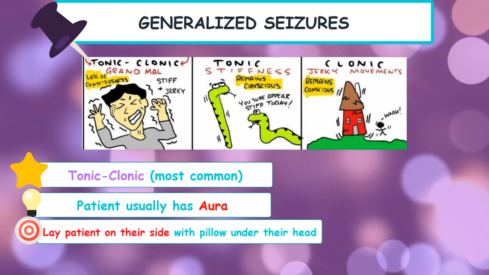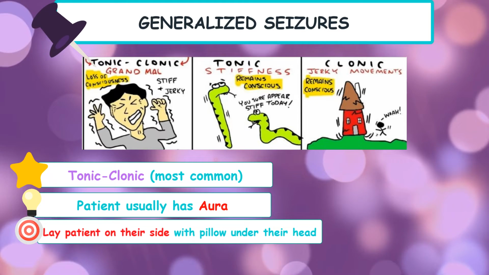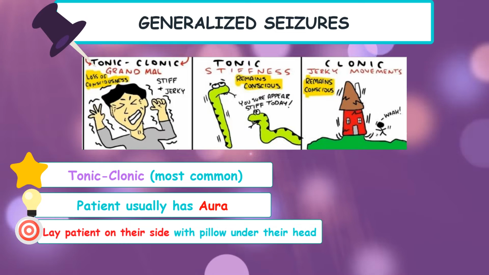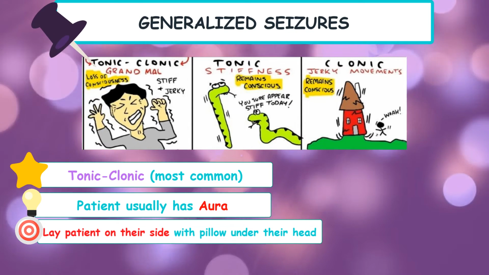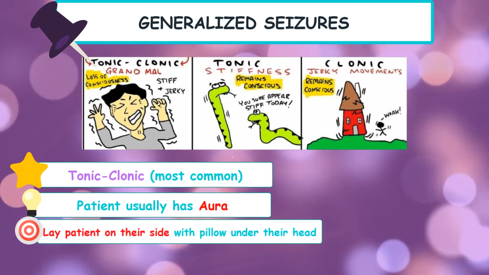Also, this position prevents the tongue from blocking the patient's airway during the seizure. During the seizure, the patient may have loss of consciousness and will have tonic effects. This means that the body's stiffening occurs. The patient may also groan due to the body's rigidity.